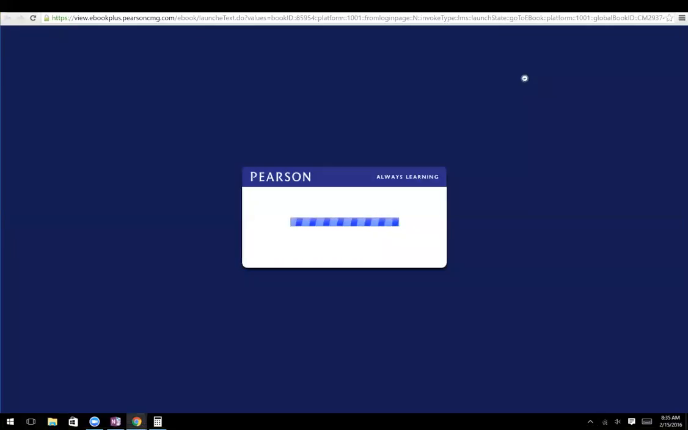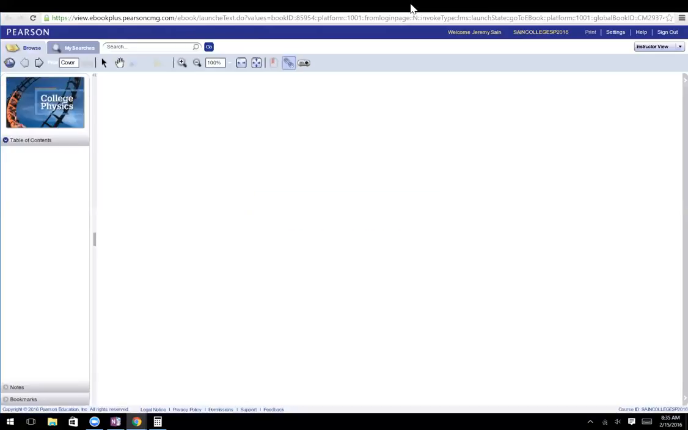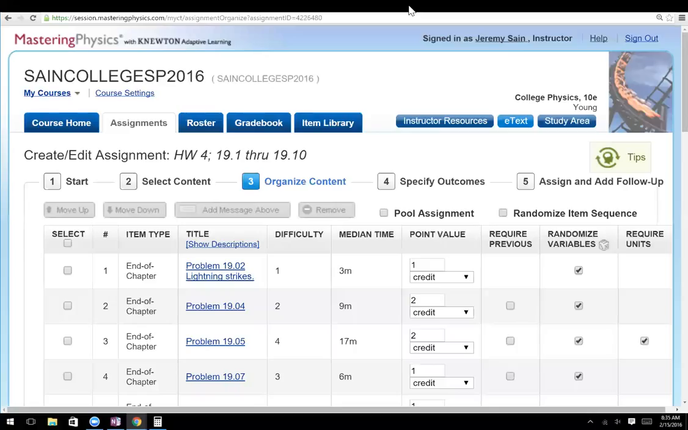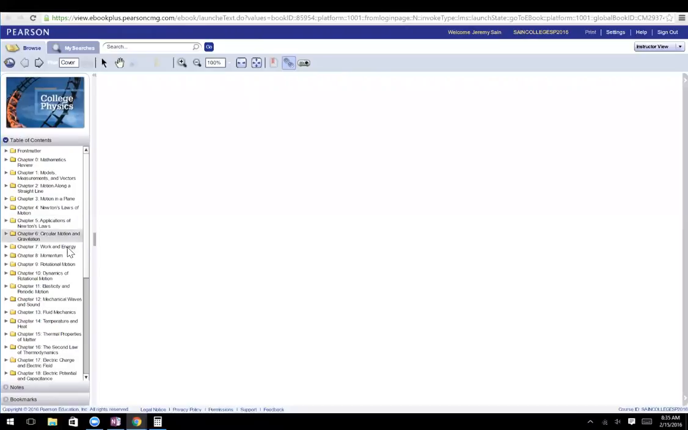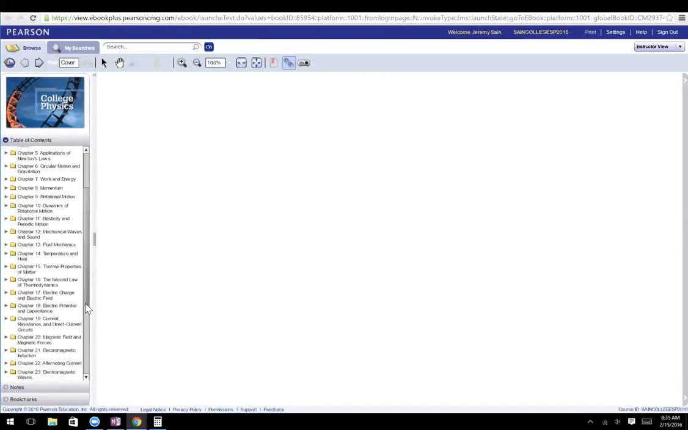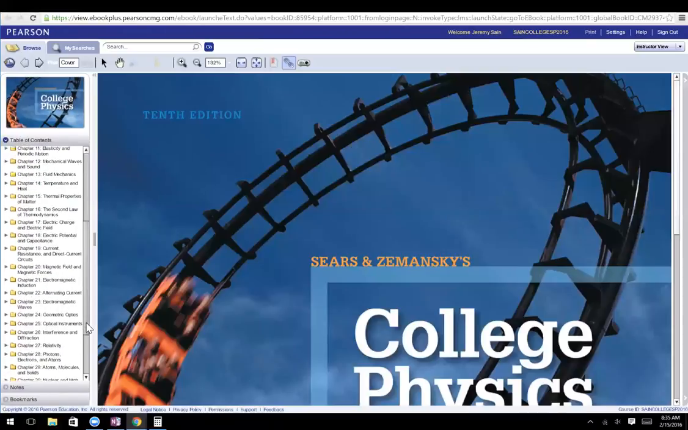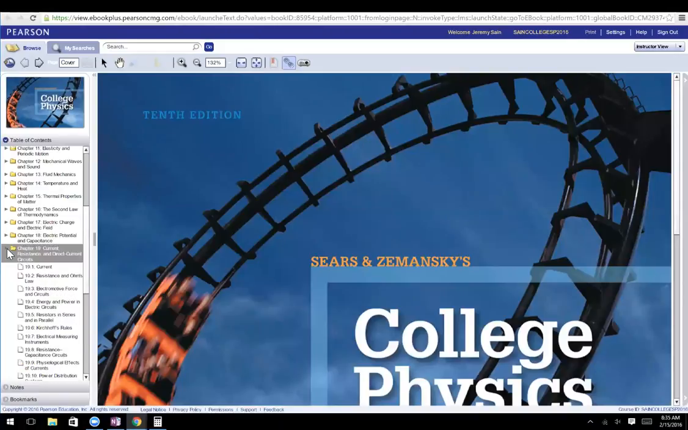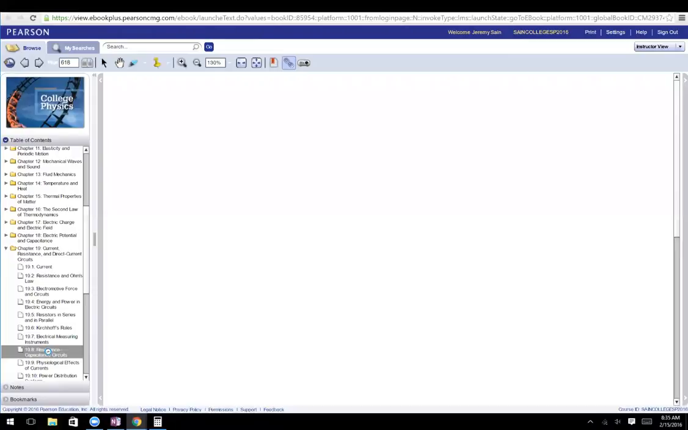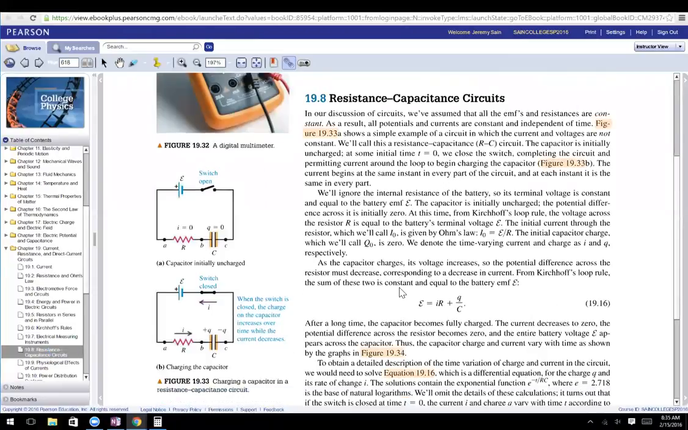Other things. This is chapter 19. So, resistance capacitance circuits.